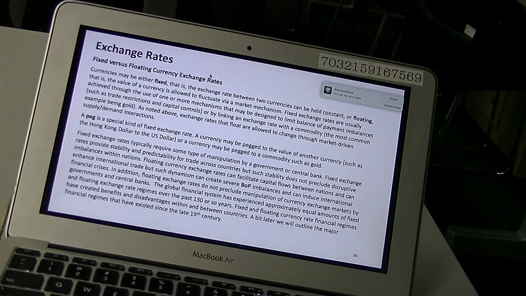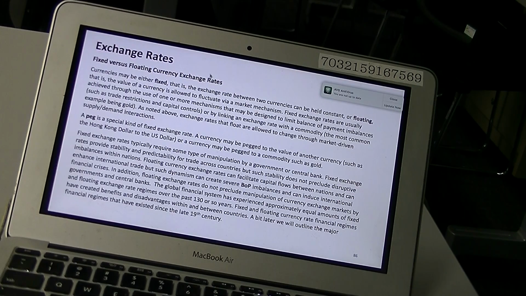For example, normal fixed exchange rates, all currencies are fixed. So, for example, under the traditional gold standard of the late 19th century and early 20th century, many currencies were fixed to each other.